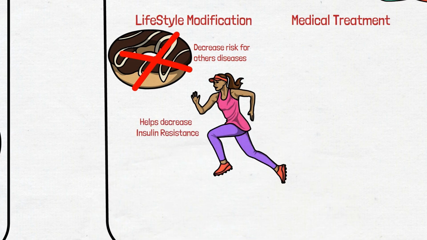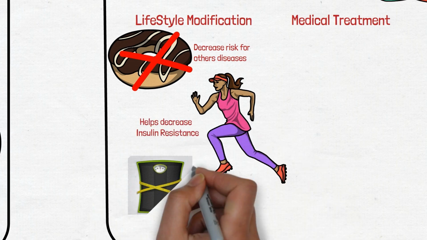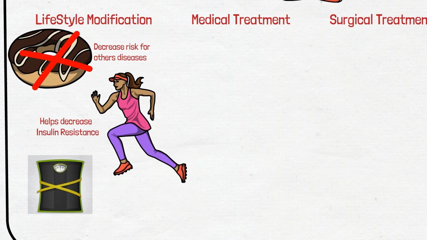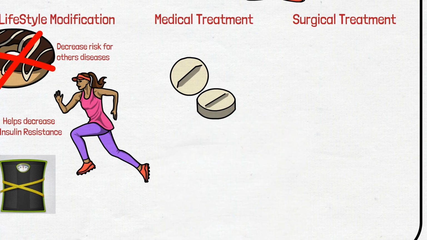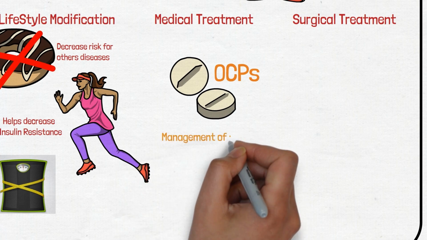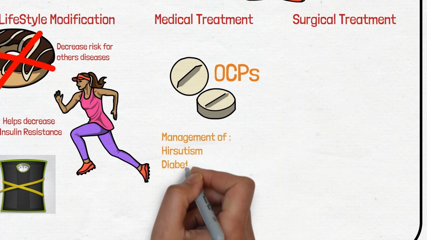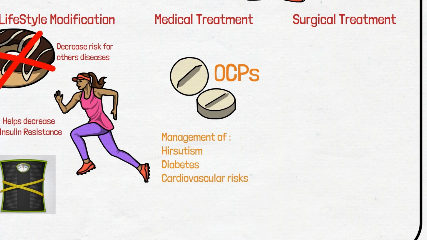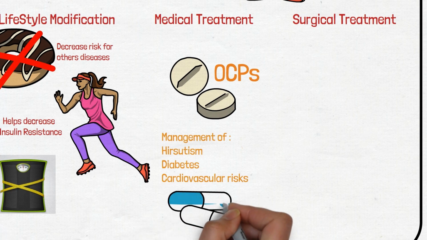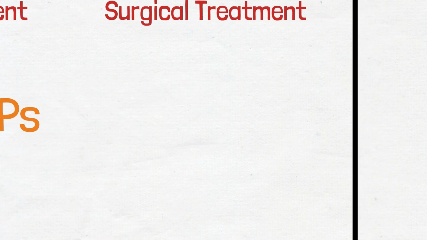Aerobic exercise has been shown to improve insulin resistance. Weight reduction helps a lot in this regard as well. In terms of medical treatment, doctors can prescribe combined oral contraceptive pills and GnRH analogs to regulate menstruation, and medication for the management of androgenic symptoms, diabetes, and cardiovascular risks as supportive therapy.